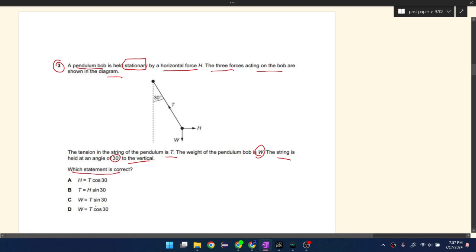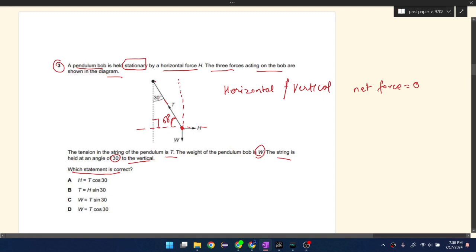For this, what we have to find is, as it is held stationary, this is the pendulum bob. It is held stationary. So that means the horizontal or vertical net force is equal to 0. So if we make something like this, because we have to find the horizontal and vertical components of T, this is going to be 90 degrees. So this here is going to be 30, 90, it's going to be 120, so that's going to be 60 degrees here.